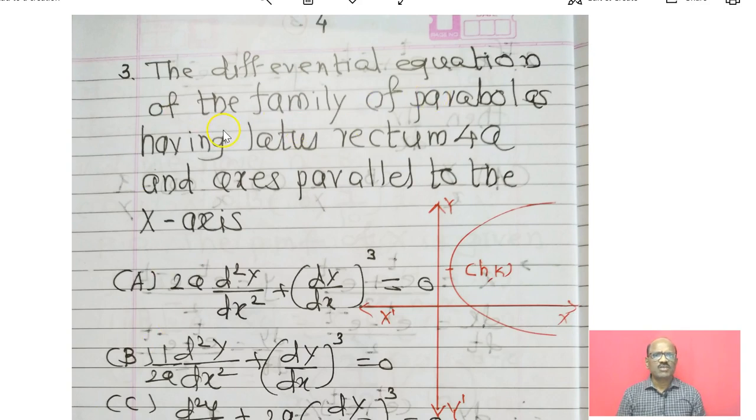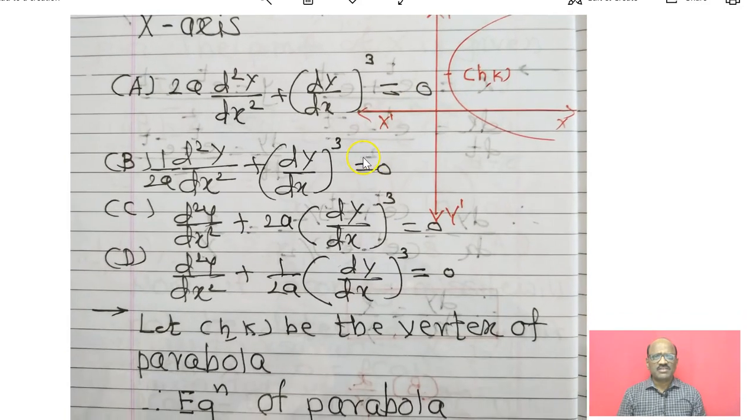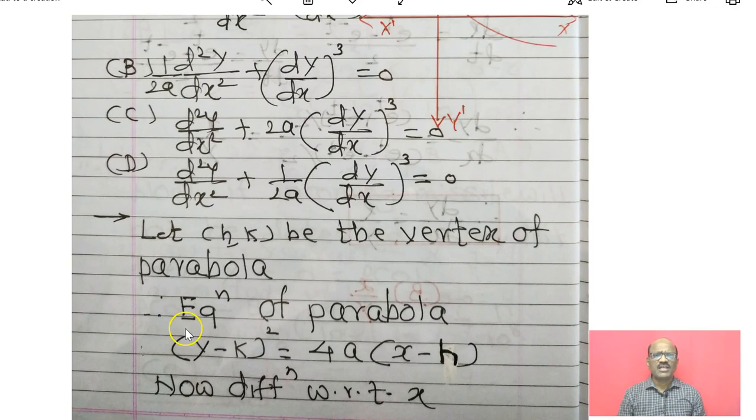The differential equation of the family of parabolas having the latus rectum 4a and the axis parallel to the x-axis. Suppose that this is the parabola whose axis is the x-axis and its vertex is (h, k). Then the form of the differential equation: let (h, k) be the vertex of the parabola. The equation of the parabola is (y minus k) whole square is equal to 4a into (x minus h). Now differentiate this with respect to x. Here there are two arbitrary constants h and k, and therefore the order of the differential equation must be 2. Now we'll differentiate on both sides.